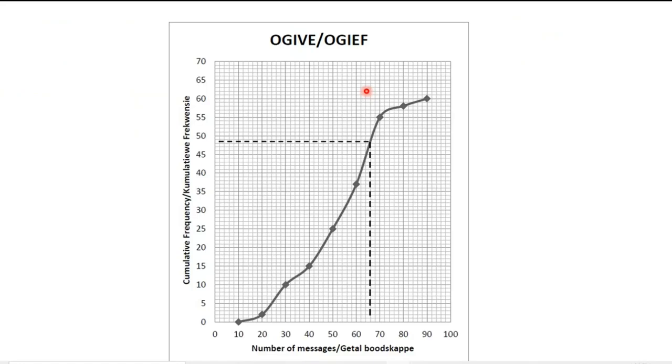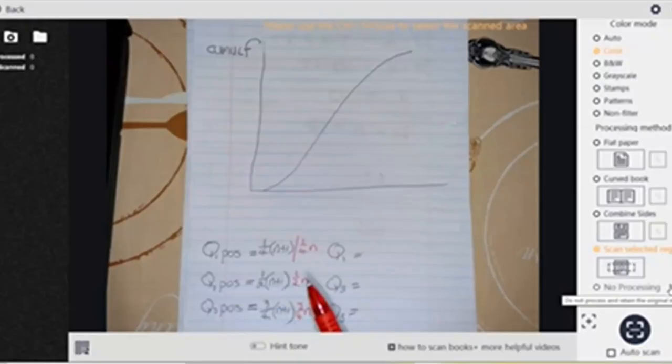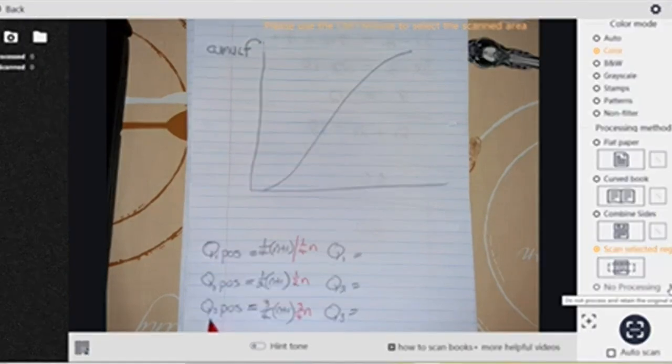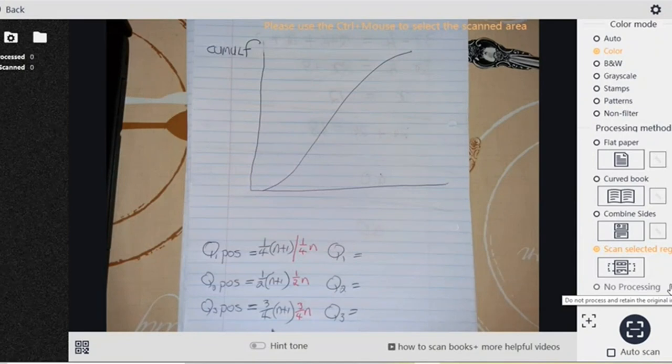Well, there's the nice ogive, sorry, pronunciation bad. It looks like that. This formula does not give you quartile 1. This formula does not give you quartile 2. And this formula does not give you quartile 3. Now, the reason why I'm talking in such an earnest and serious way is because I have said this in my own classes so many times, and still the learners make this mistake.